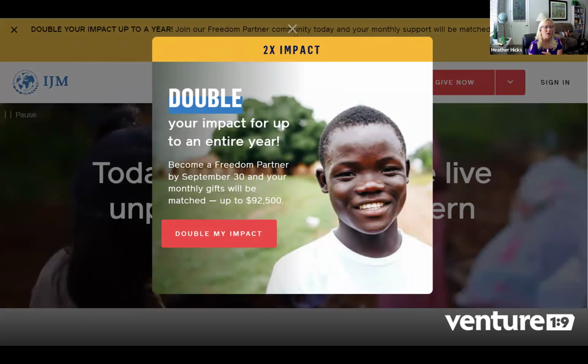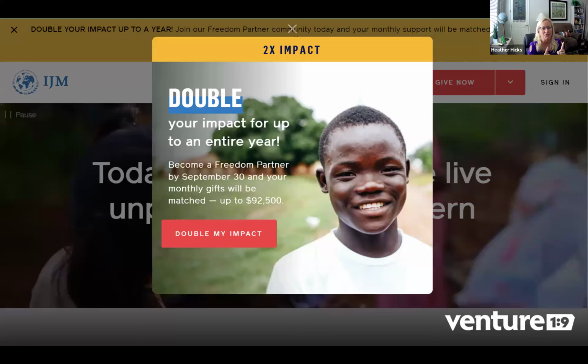But here's one thing on this. This is a real winner. Not only does IJM have a banner on their homepage, which you see at the very top, it says double your impact up to a year, join the Freedom Partners community today, and your monthly support will be matched. They have this pop-up window that when you come on there, it's saying, hey, this is what's new. This is what we're excited about. And they have this messaging and they have a match.